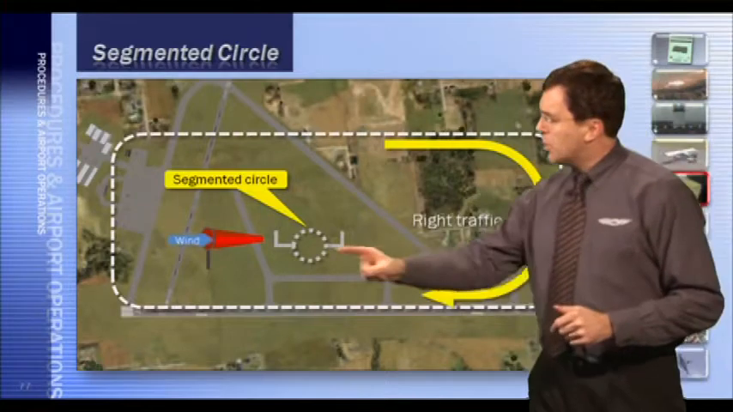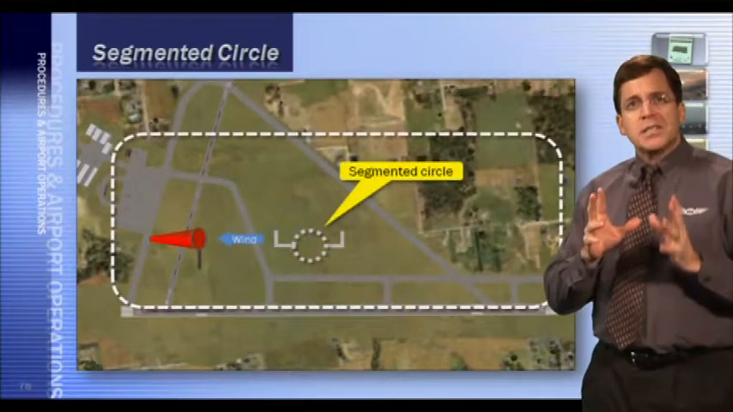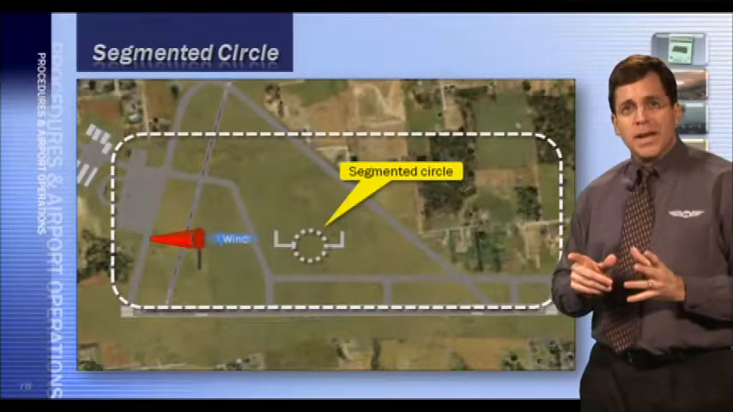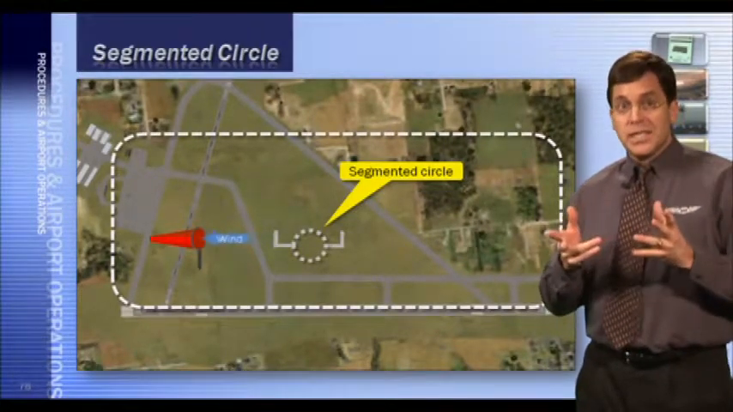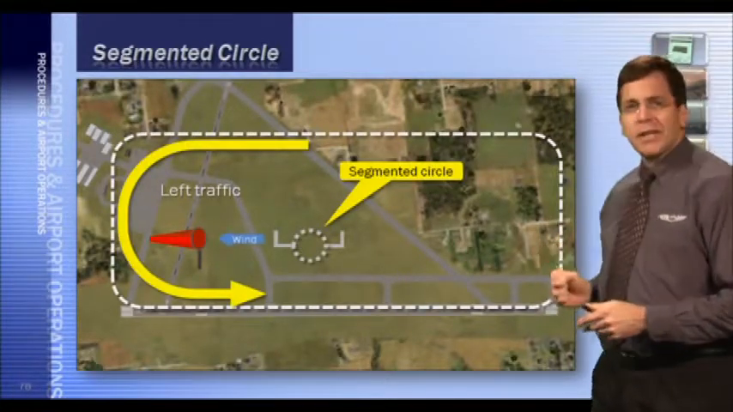Now, suppose the wind is from the north. The segmented circle still dictates that the traffic pattern should be to the west. So in this situation, you must fly standard left traffic.